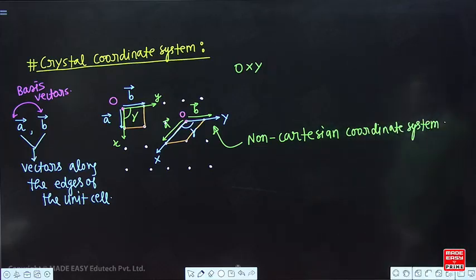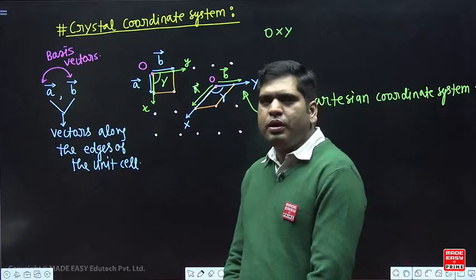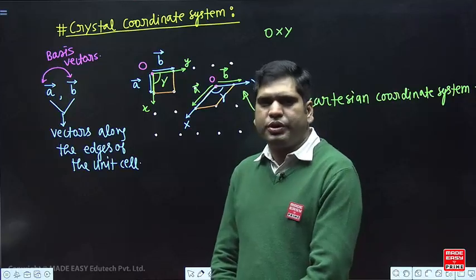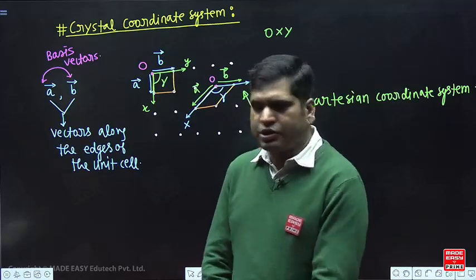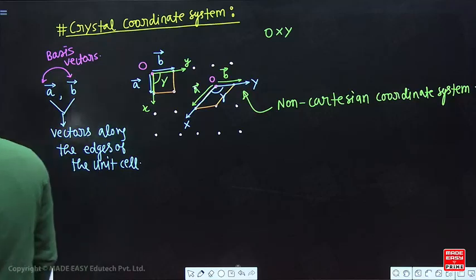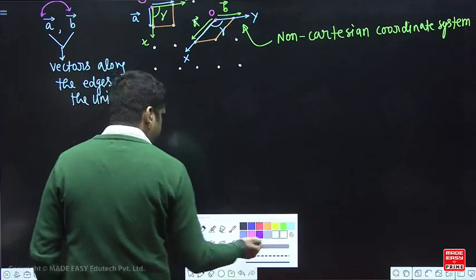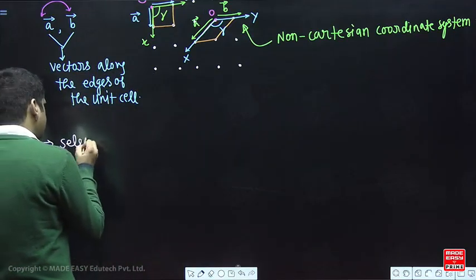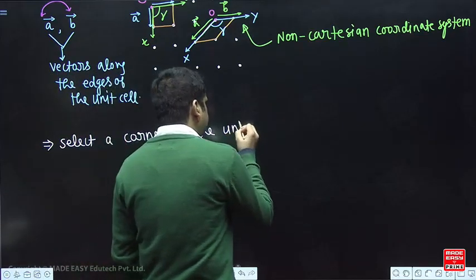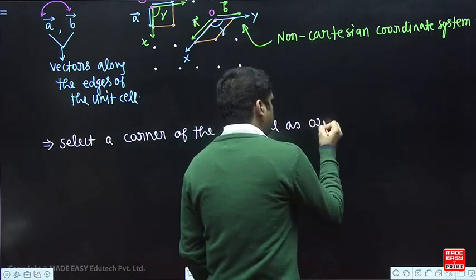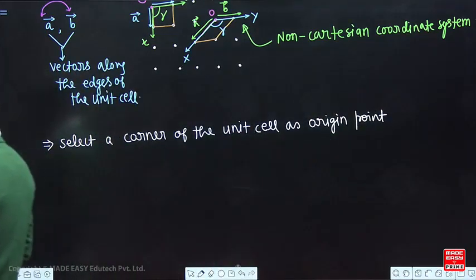So, first of all, you have to select a unit cell, and then according to the unit cell you can decide the coordinate system. Any corner of the unit cell can be taken as the origin point, and then the vectors along the edges of the unit cell define the basis vectors or directions of the coordinate. So, you can write it: select a corner of the unit cell as the origin point.